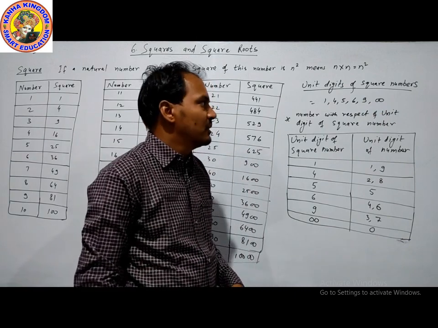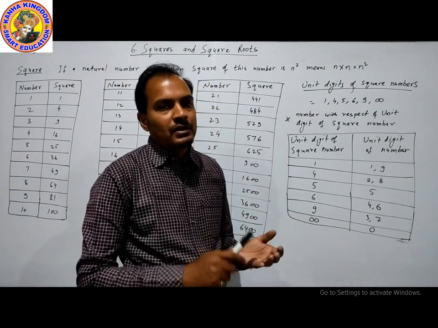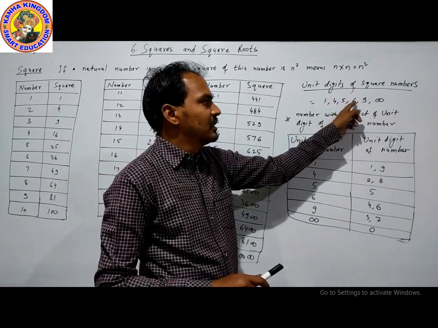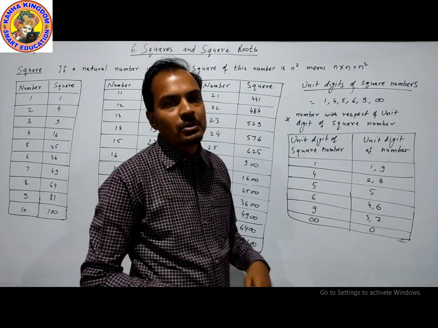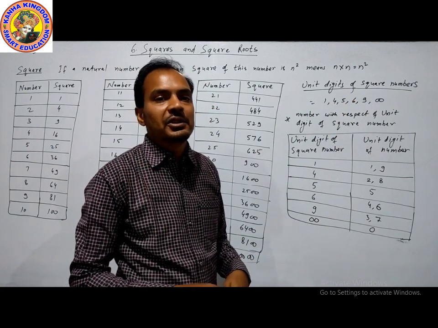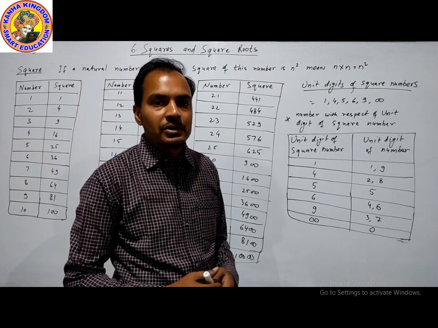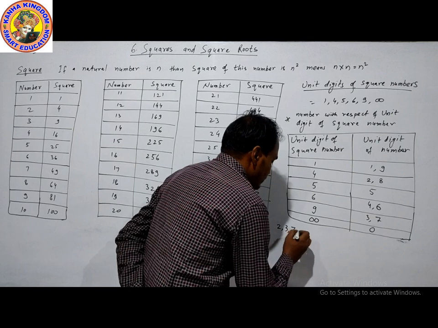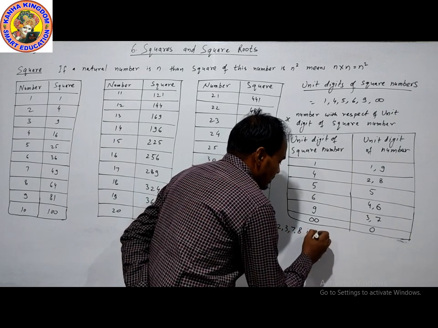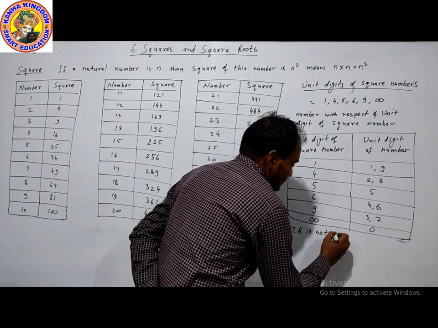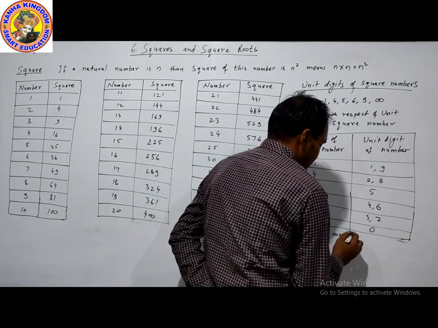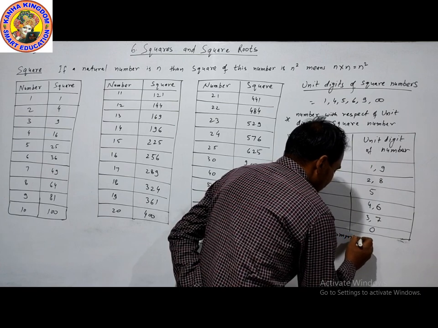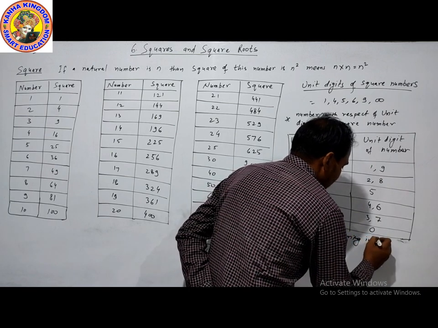Which 4 numbers are these? 2 and 3 are not coming here. Then 7 and 8. 2, 3, 7, 8 do not come in the unit digit of a square number.